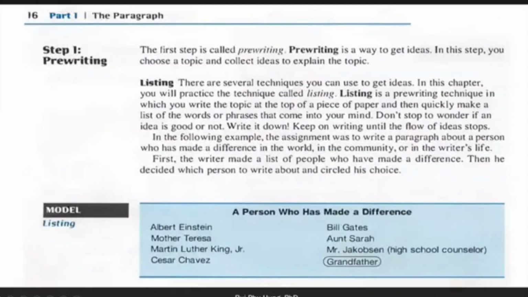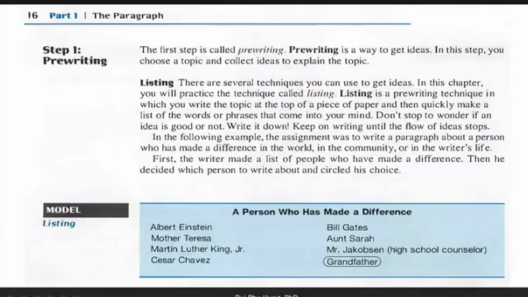Okay. Step 1, pre-writing. In step 1, you create ideas, right? The first step is called pre-writing. So pre-writing is a way to get ideas. In this step, you choose a topic and collect ideas to explain the topic. All right. Listing. There are several techniques you can use to get ideas. In this chapter, you will practice the technique called listing.